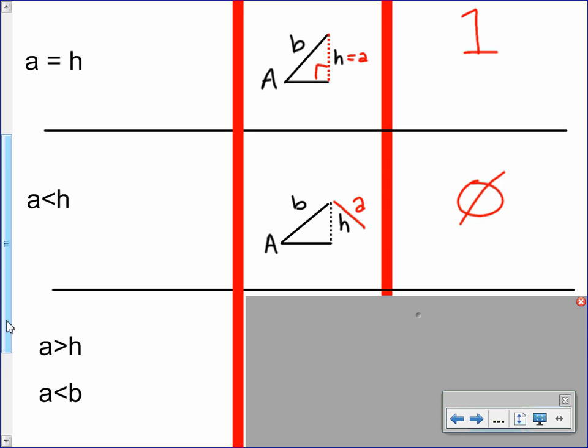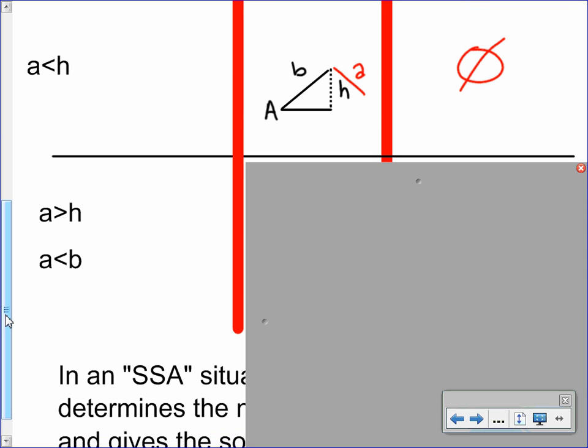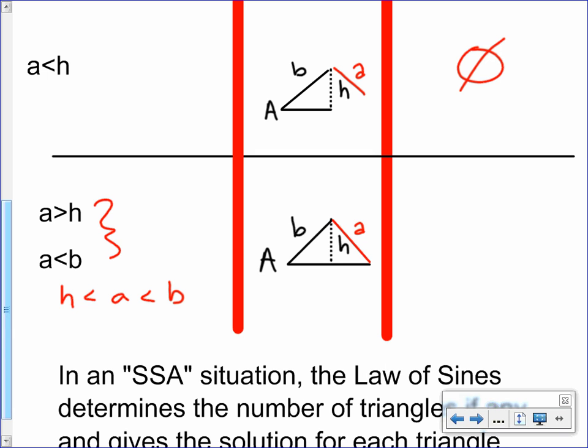And last but not least, as long as a is bigger than h, and it could be between b, so for this last one, you could say that h is less than a is less than b. Put these two together, then you could have another triangle as well. As long as a is bigger than h, you could have another triangle. If it's between the h and the b, then you know you could have two possible triangles because this a could also swing this way. That could be h as well. This is the ambiguous case where you can swing that side off to the other side. It'll still make sense.